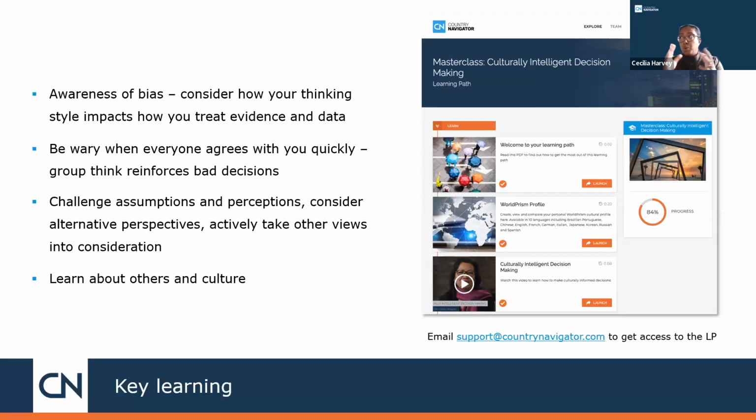So I'd like to remind you of the learning path. Hopefully you're all familiar with it on the platform, and to really delve deeper into your learning around this. And use your own world prism profile to learn about your cultural preference style, but also it might help you leverage how to understand others, those preferences and those styles of others, and how to interact better cross-culturally.